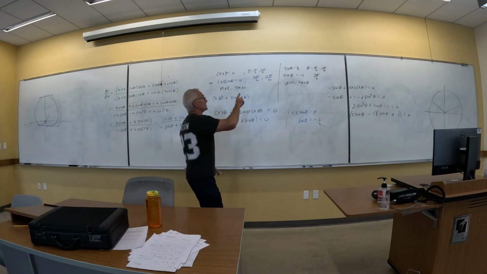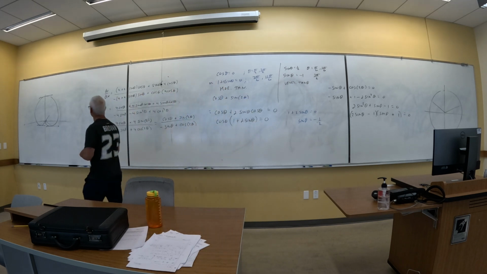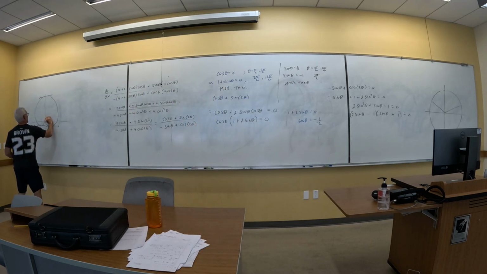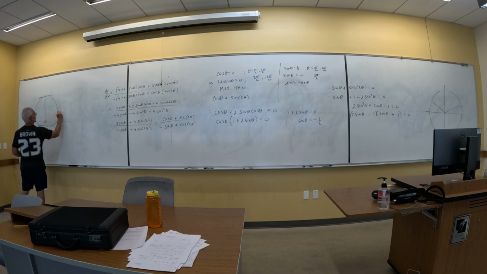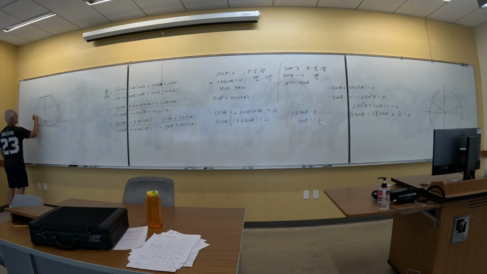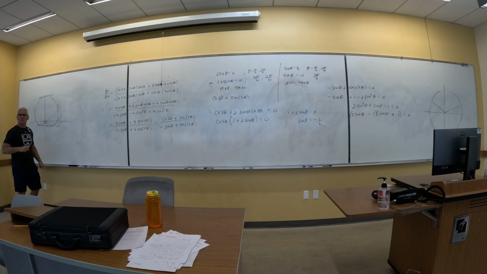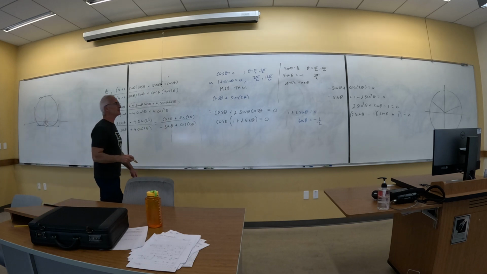All right, now how about the vertical tangents? According to this, the vertical tangents are at pi over 6, which would be here. Oh, beautiful. 7 pi over 6, which is here. Oh, beautiful. And again at 3 pi over 2. Houston, we have a problem. Did anybody notice this?